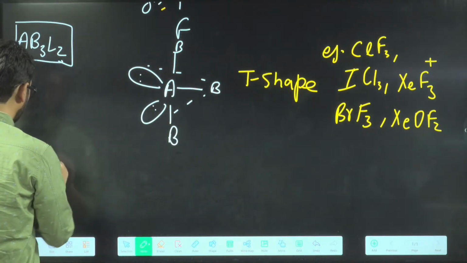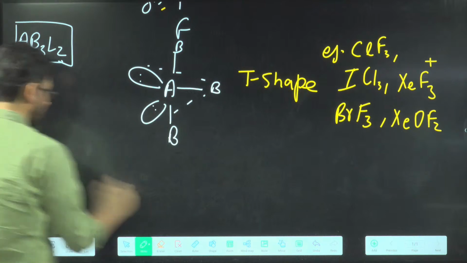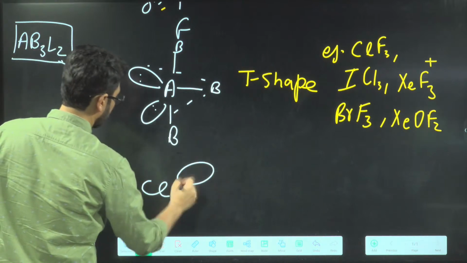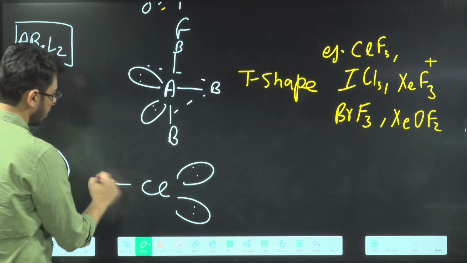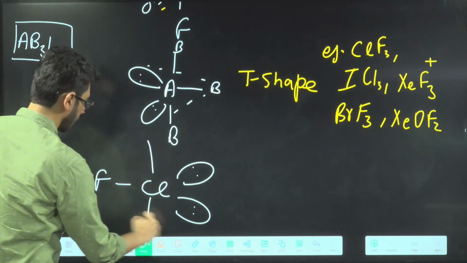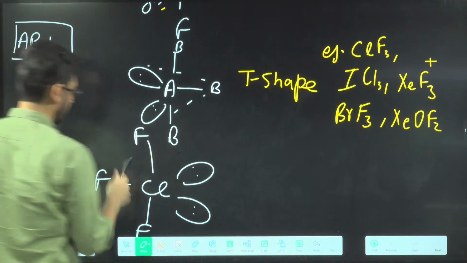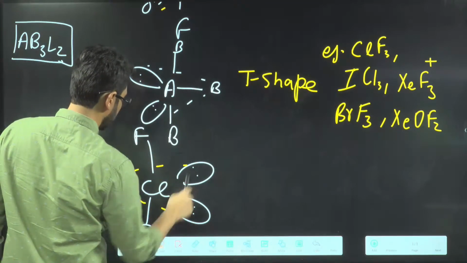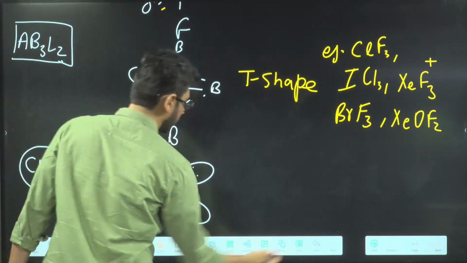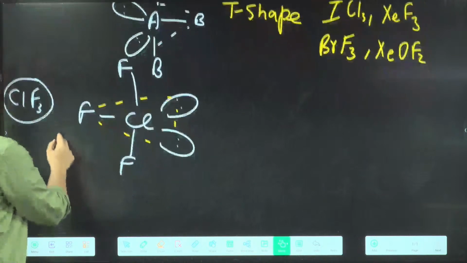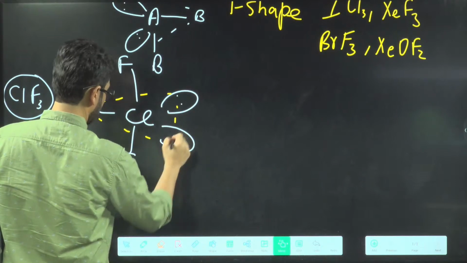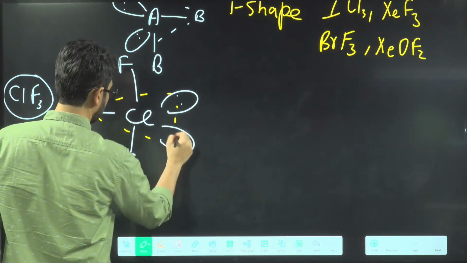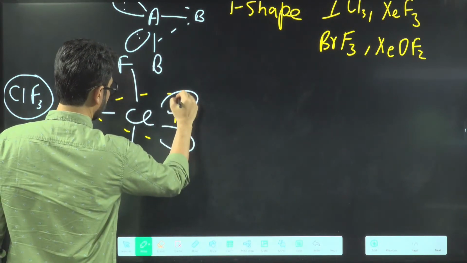Structure of ClF3 is given, so firstly I will write ClF3 with 2 lone pairs at equatorial, then the remaining fluorines here, and this is the T-shape structure of ClF3. It is a more stable geometry as compared to other possibilities.